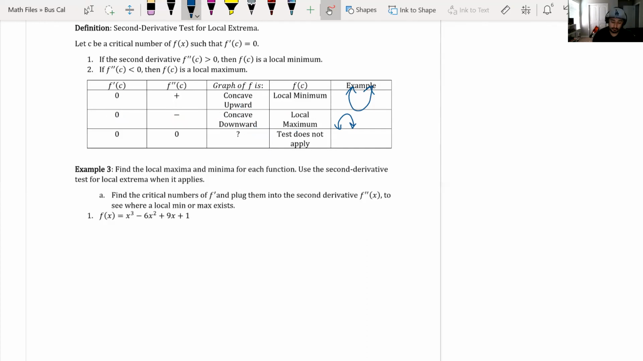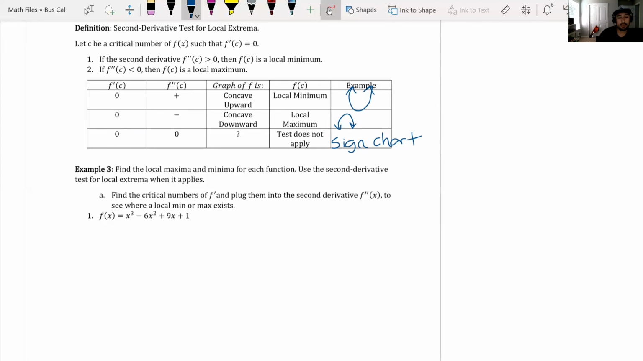Now, third line. First derivative at the critical number is 0. Second derivative at our critical number is 0. 0 tells us nothing because 0 is not positive and 0 is not negative, which means the test fails. And if the test fails, then you have to make a sign chart, no matter what. So that's why I say use it or don't, up to you. But I think in these examples, we want to use it.